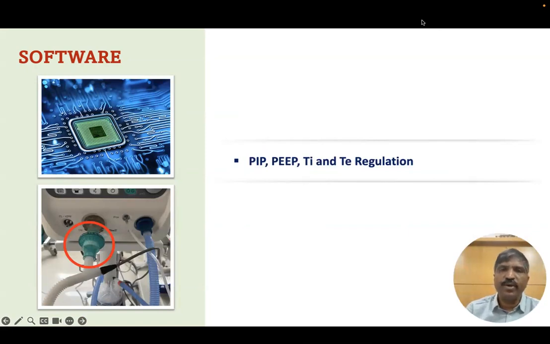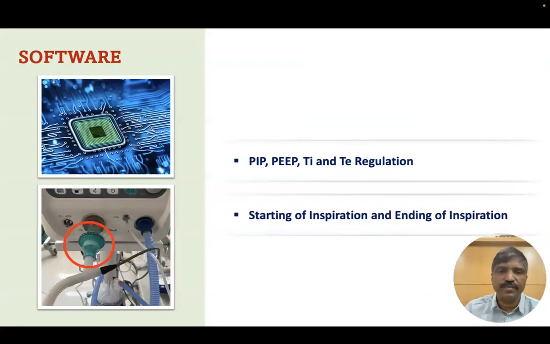So the software regulates the pressures which you deliver to the patient, that is PIP, PEEP, TI, and TE. Based on the settings, this regulation happens by titrating the expiratory valve for the desired timings of TI and TE and for the desired proportions of obstruction using the PIP and PEEP obstructions.